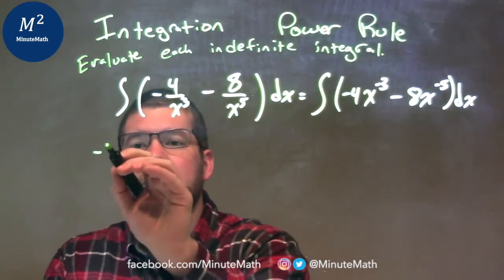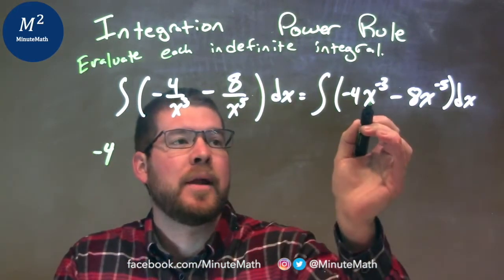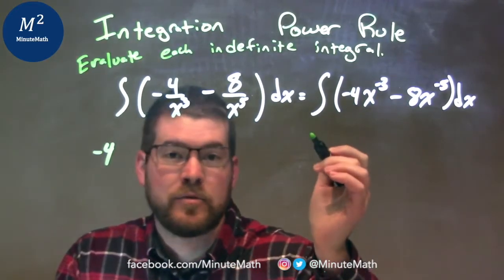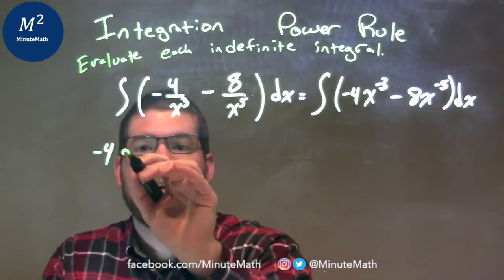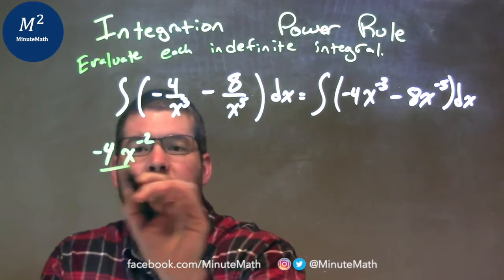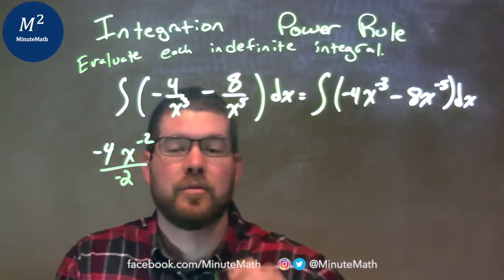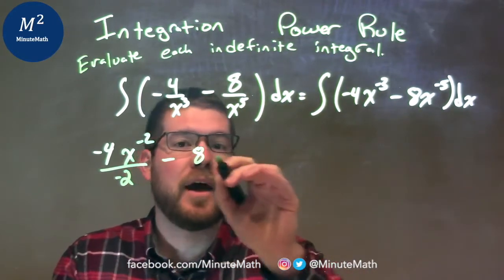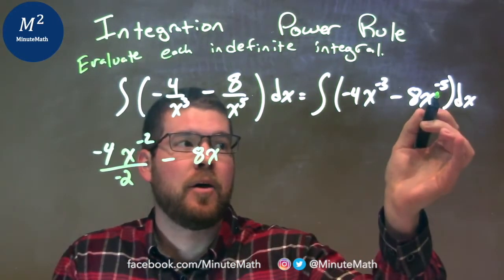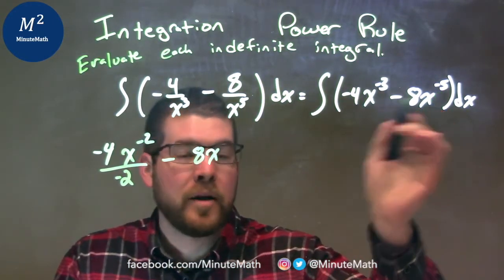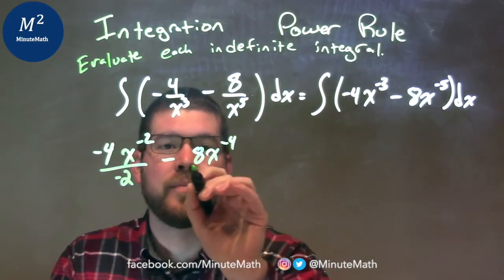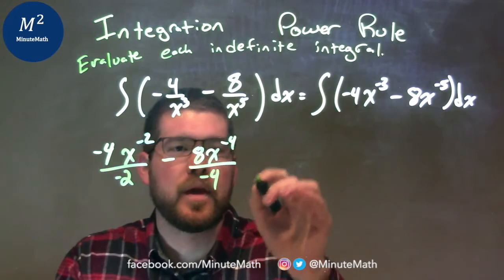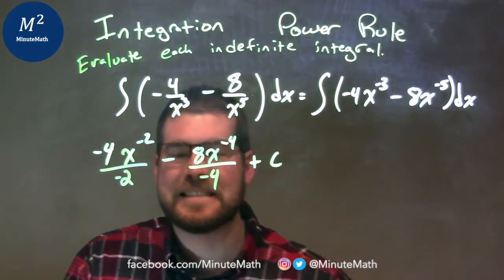I keep that constant, negative 4 out front, but now I have to add the exponent by 1. Negative 3 plus 1 is a negative 2, right? So we have x to the negative 2 power, but I divide that by negative 2 as well. All right, we have minus the 8 here, but then we have x to the negative 5th power. We add the exponent by 1, so we have a negative 4th power over, right, divided by that same exponent, negative 4. And don't forget our plus c.